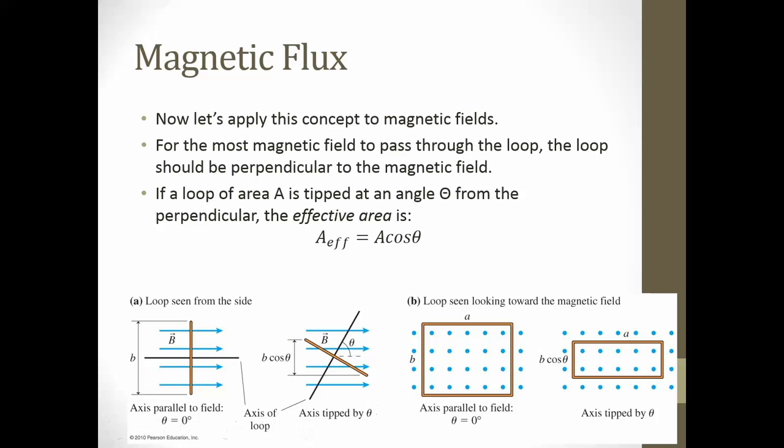So if a loop of area A, so let's say this loop from the side has area A, is tipped at an angle theta from the perpendicular. So here I tip it at an angle of theta. The effective area, or the area that a magnetic field goes through, is going to be defined as A times cosine of theta.